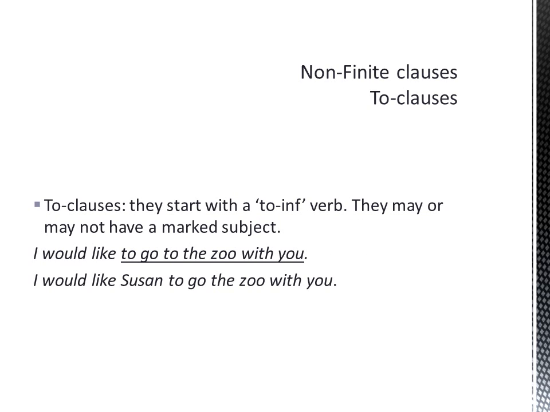One of the types of non-finite clauses are what they call to clauses, and that has the to plus the infinitive verb, and sometimes people just call that the infinitive use of the verb. I would like to go to the zoo with you. I would like Susan to go to the zoo with you. And notice that both of those things are sort of acting almost like an object in the sentence. I would like pizza. I would like to go to the zoo with you.